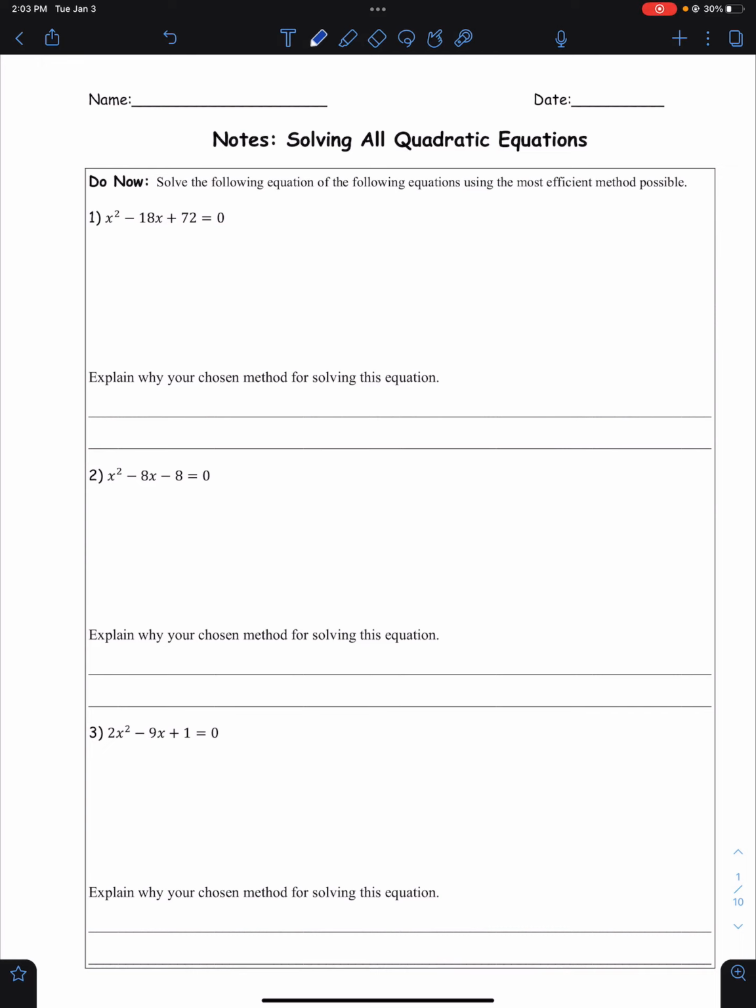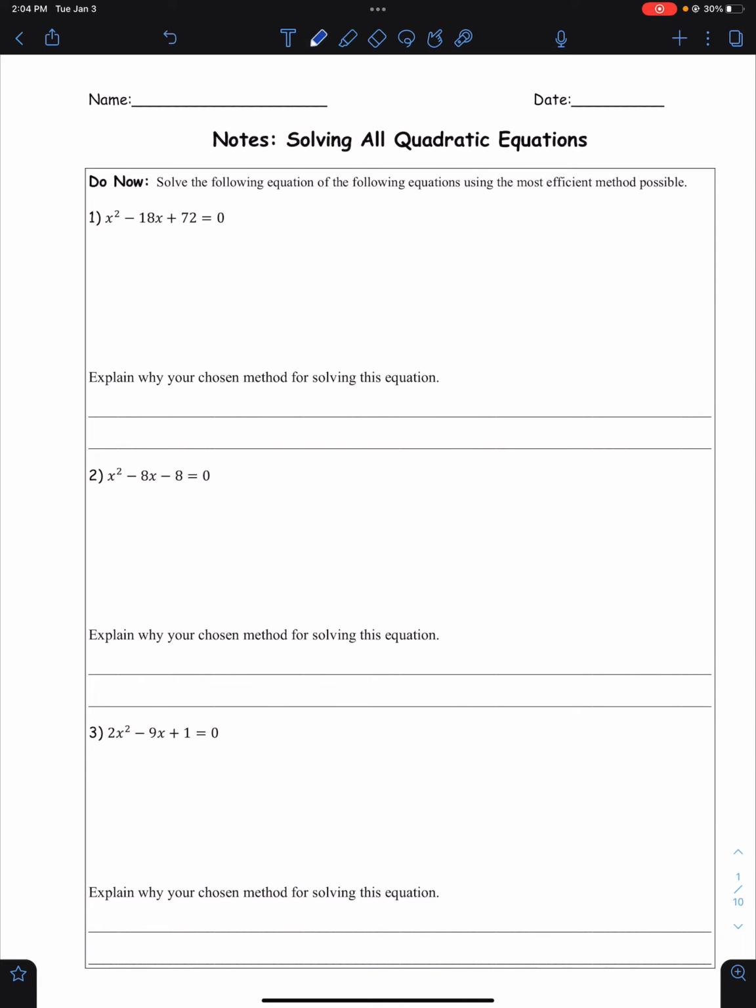So for the do now today, we really want to look at the most efficient method possible for solving each of them. So we're solving algebraically 1, 2, and 3. The three methods we could use: factoring, completing the square, and quadratic formula. You can only use each method once. So if you use the quadratic formula for number 1, you can only use the quadratic formula for number 1. You can't use it for 2 and 3.